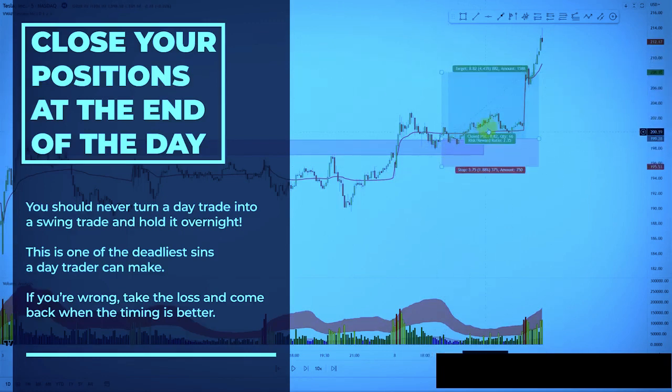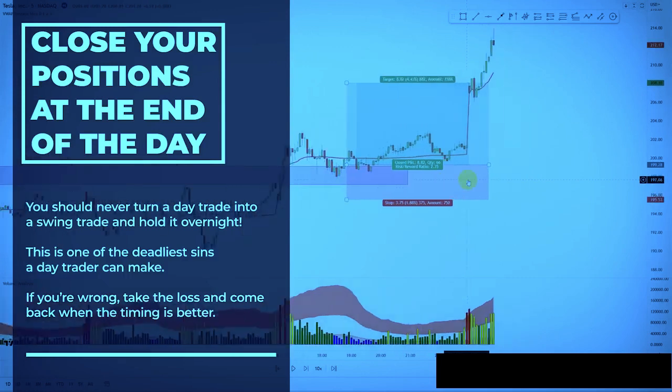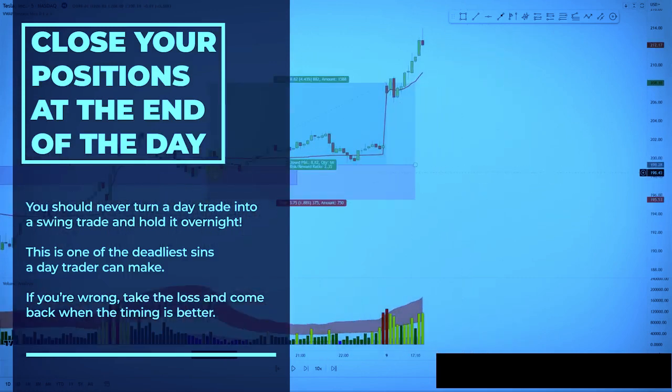You know the feeling. You open a trade hoping for a quick profit, and instead of closing it, you find yourself justifying staying in a bad trade the second day. This is one of the deadliest sins a day trader can make. You need to change your mindset. Think about it. You can always get back in, but it's hard to recover from a big loss. So if you're wrong, take the loss and come back when the timing is better.